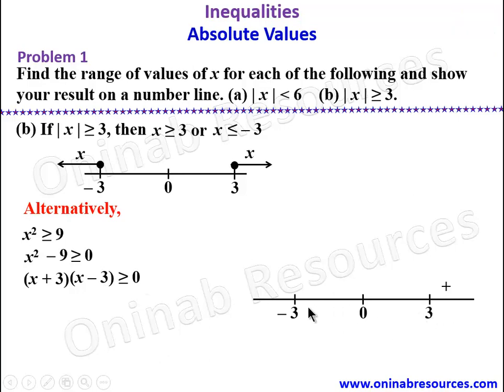Then within this region, we are picking x is 0. So this is 0 plus 3, 0 minus 3. So that's going to give us 3 times negative 3, which gives negative 9. So within this region, the inequality is negative. And to the left of negative 3, we pick negative 4. Negative 4 plus 3 gives negative 1. Negative 4 minus 3 gives negative 7. So negative 1 times negative 7 gives positive 7.